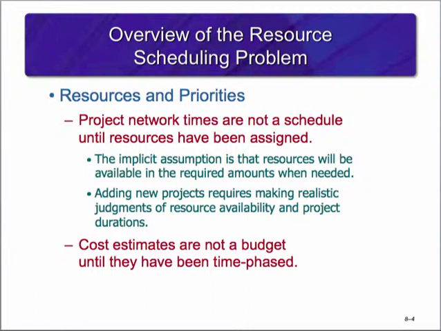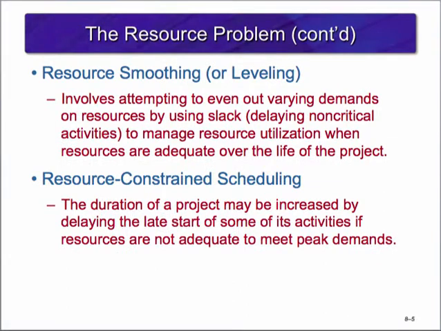Just as we need to assign resources to all the tasks, we need to assign costs to the tasks as well. Only then can we have a budget. If resources are adequate, but the demand varies throughout the life of the project, it may be helpful to even out resource demand by using slack to lower peak demand, thus increasing resource utilization. Doing so is called resource smoothing.